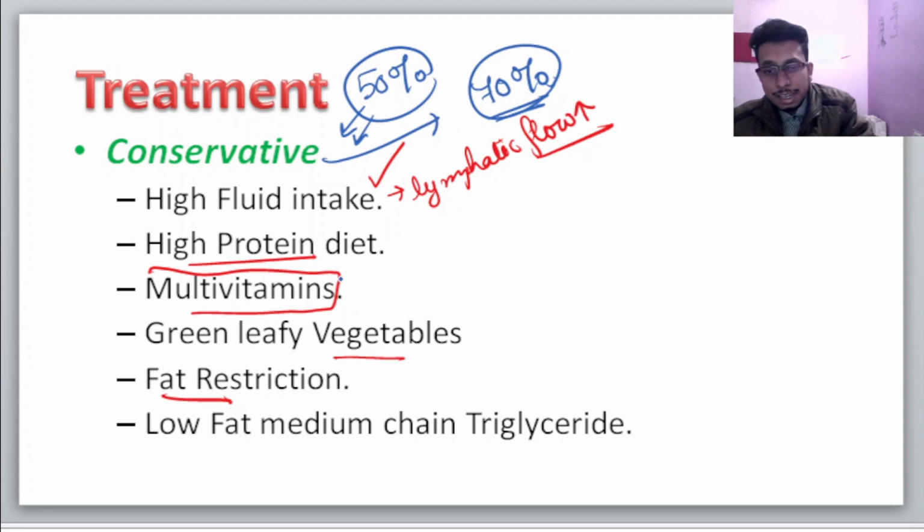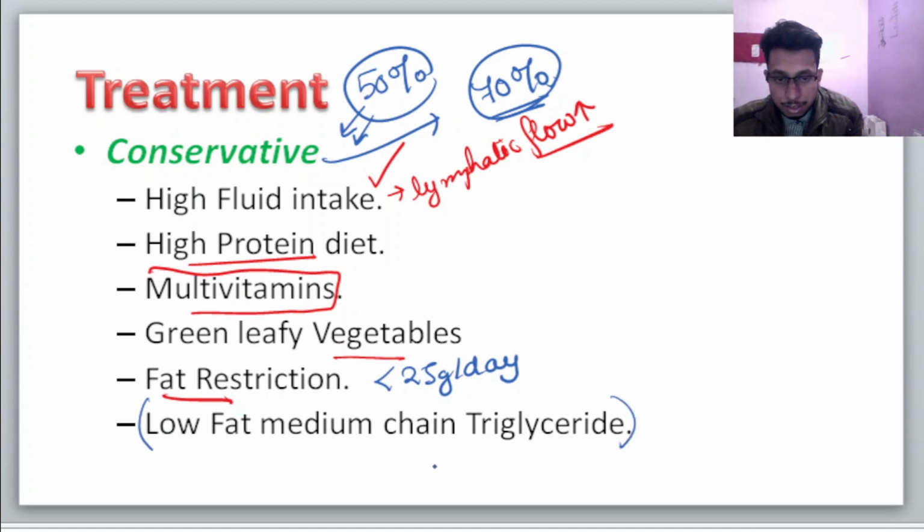Alright, now a high fluid intake is recommended in mild cases. A modified diet such as high protein, multivitamin, green leafy vegetables with fat restriction, that is less than 25 gram per day, can be sufficient. Fat free diets are recommended wherever possible. It is advisable everything should be cooked in low fat medium chain triglyceride, which is less than 12 carbon atoms. For example, using coconut oil for cooking the meal.